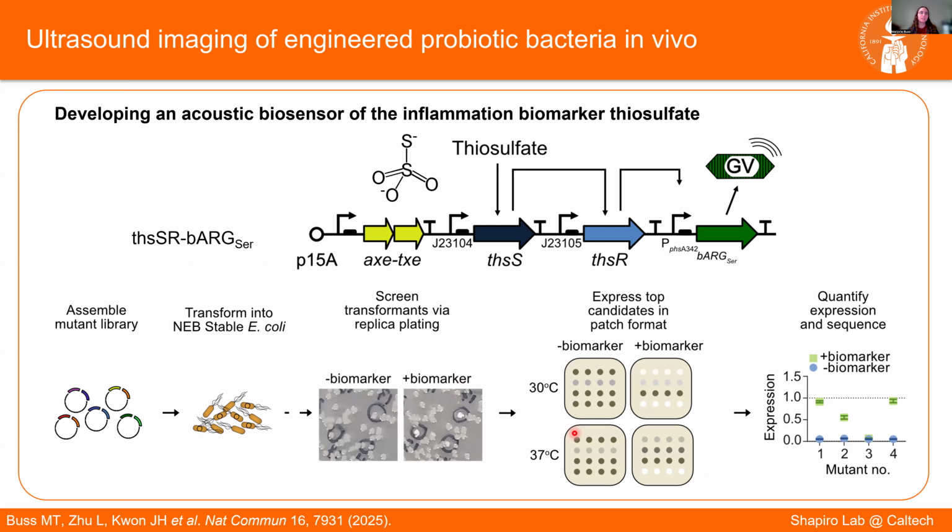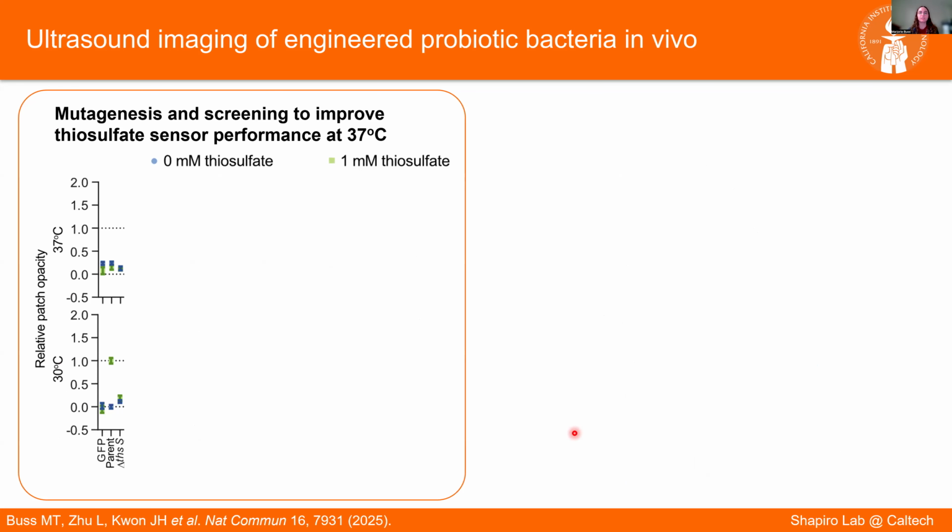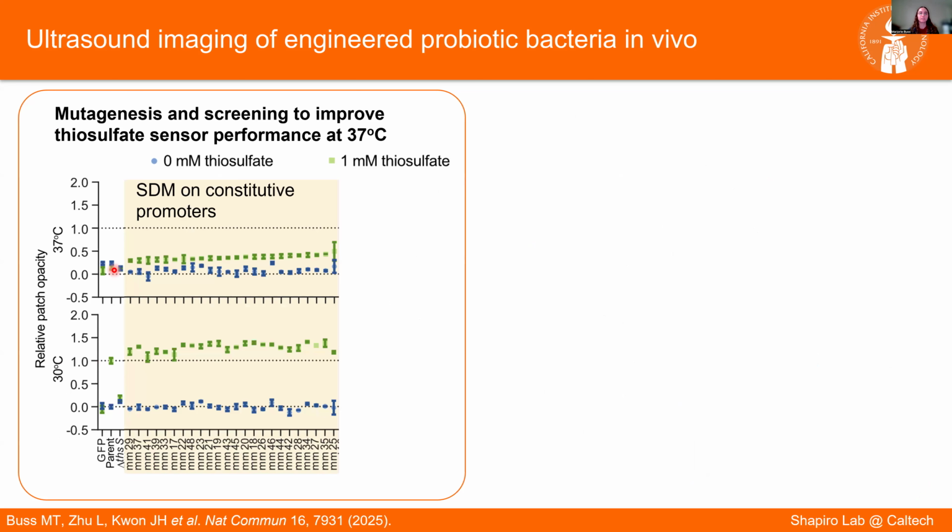So this is a summary of the mutagenesis and screening that I did to try and improve the thiosulfate sensor, especially because it wasn't working well at body temperature. You can see the parent here, it worked fine at 30 degrees Celsius, but it didn't work at all at 37 degrees Celsius. And what's plotted here is the relative patch opacity, which is a measure of the gas vesicle expression. So the first thing that I did was site-directed mutagenesis on the 2 constitutive promoters that were expressing the 2-component system components. And I was able to get some marginal improvements, but not by much.